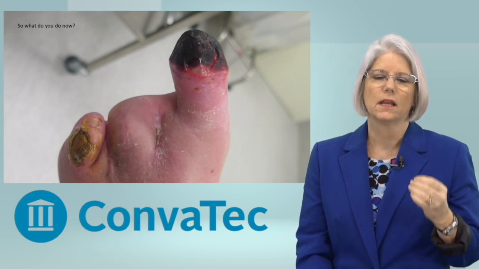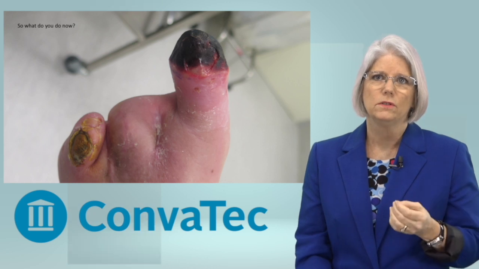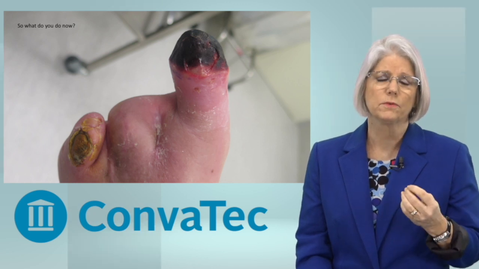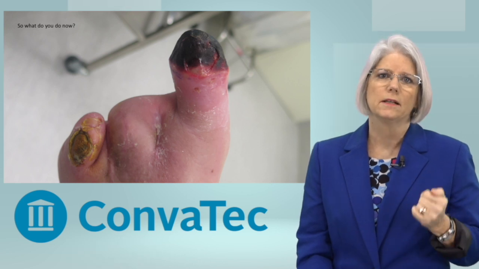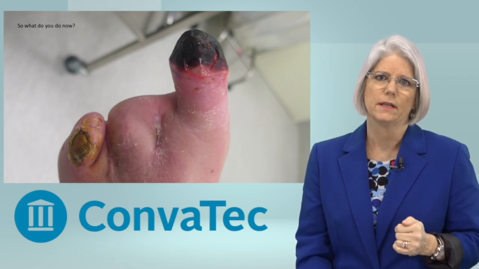This is unstable eschar. So what do you do? Well, this gentleman, I referred him immediately back to the vascular service, and he ended up with a guillotine forefoot amputation.